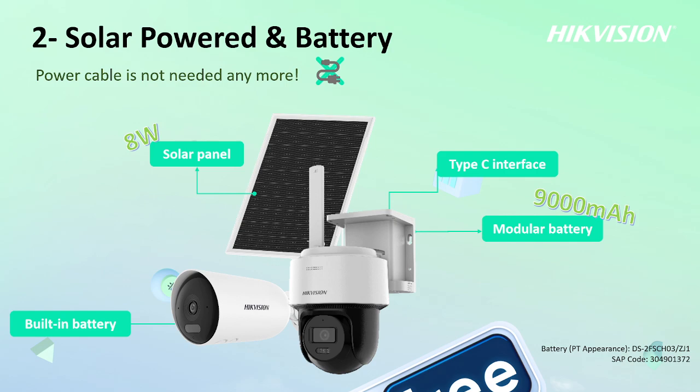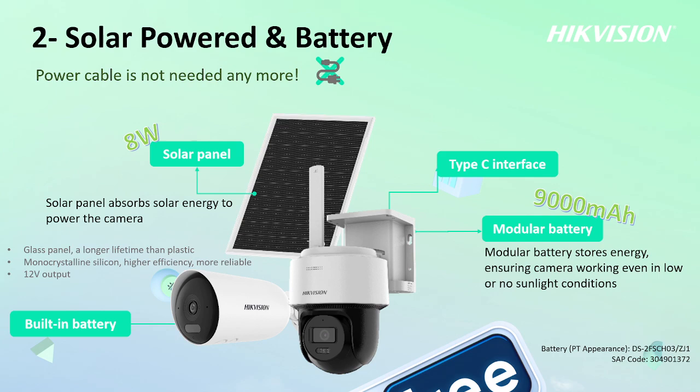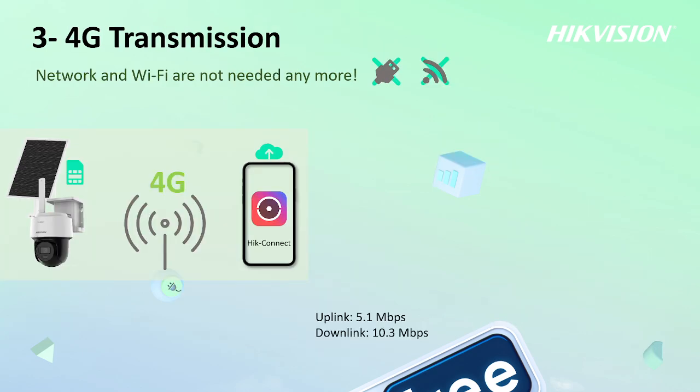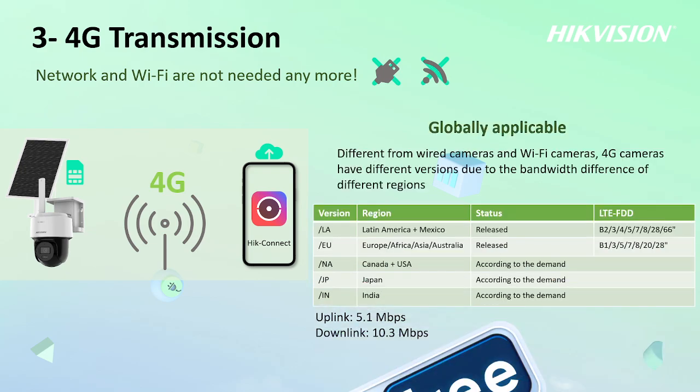So we have the solar powered battery, the 9,000 milliamperes battery with a Type-C interface to charge it, of course. We have the 8 watts solar panel. So that is the idea of wireless. Then we connect to 4G and access it on HIK Connect. So you have an option to use your phone, HIK Connect, or switch to HIK Connect T mode. On HIK Connect T mode, you actually would be able to preview these videos now on your web interface. So it goes with your actual on-site requirements.